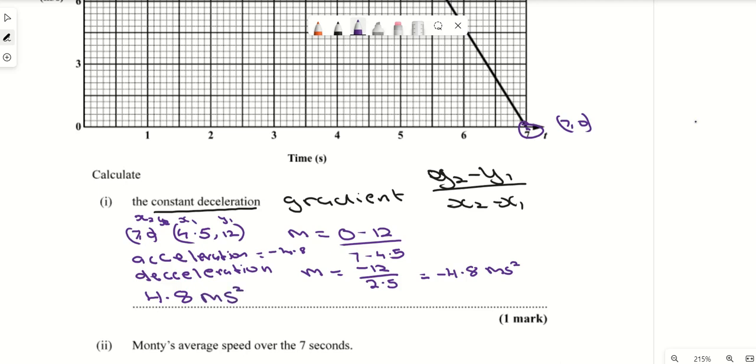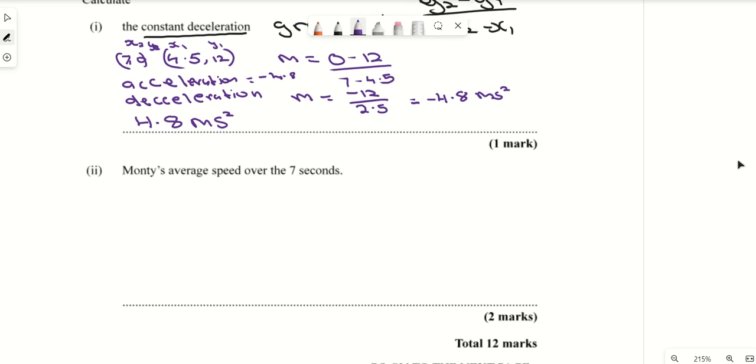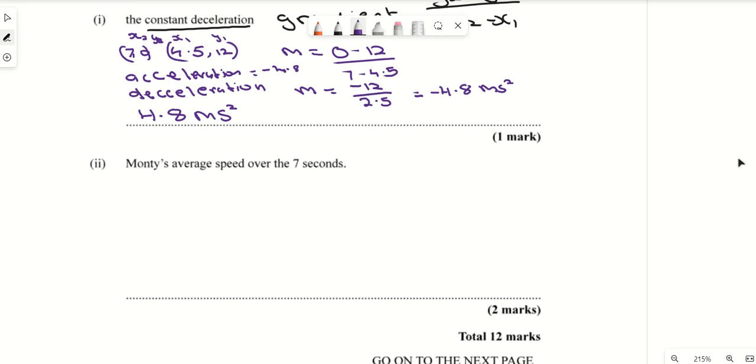So when I find my gradient, that is why I'm finding my acceleration. But because they asked me for my deceleration, my deceleration would be the opposite of my acceleration. The opposite of minus 4.8 is positive 4.8. All right, and that would be the answer for this. Then they ask you for Monty's average speed over the 7 seconds.